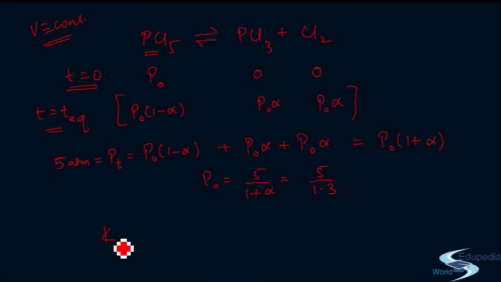Kp value is simply going to be equal to the partial pressure of PCl3 into the partial pressure of chlorine divided by the partial pressure of PCl5. You know the value of P0, which we have already calculated over here. You know the value of alpha as well. So simply substitute those values to get your final answer. Even that will give you the correct answer. By both methods, you will get the same answer.